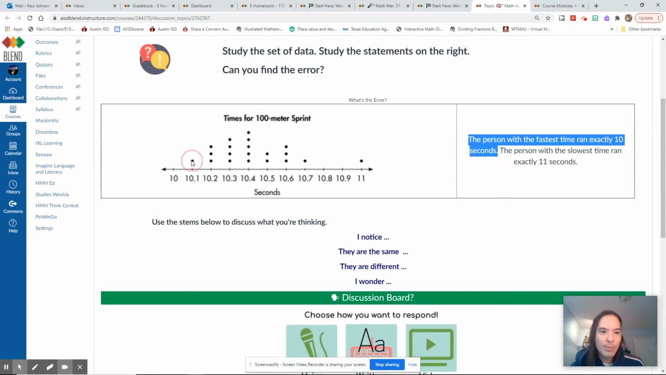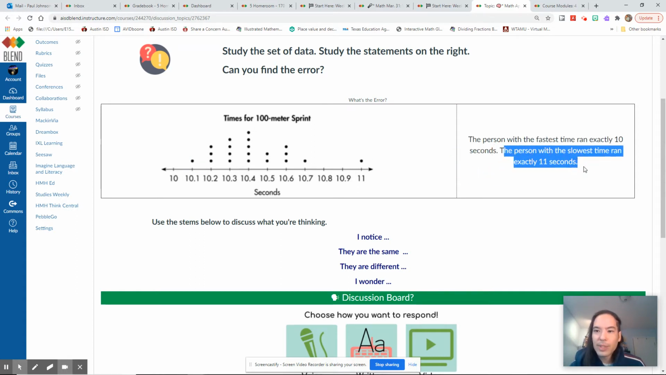The first person with the fastest time ran it in 10 and 1/10 seconds. All right, let's see. The person with the slowest time ran exactly 11 seconds. So the slowest time on our chart is 11. We don't have any bigger numbers than that. So our dot plot ends at 11. So that would be our slowest time to finish the 100-meter sprint.